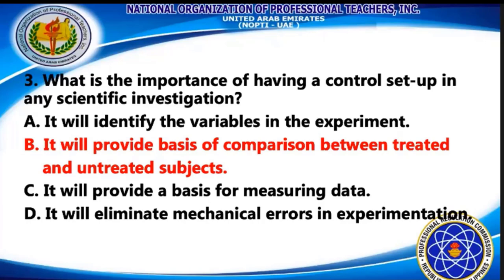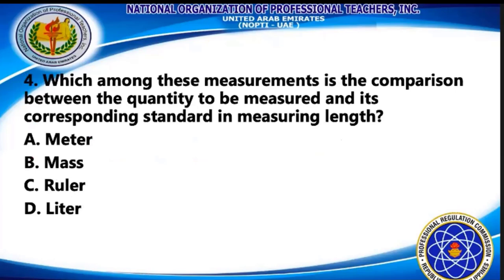That's how it is. Okay? So, letter B is the correct answer because a controlled setup, again, is one where the manipulated variables, or let's say the factors in an experiment, are changed or removed. And for this matter, the results in the control setup provide a basis of comparison between the treated and untreated subjects. So the correct answer is letter B. Next, let's proceed. Which among these measurements is the comparison between the quantity to be measured and its corresponding standard in measuring length? Meter, mass, ruler, liter.